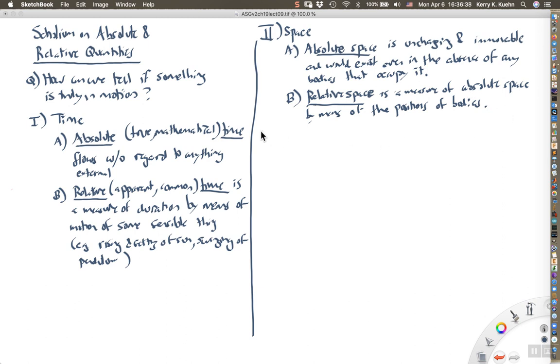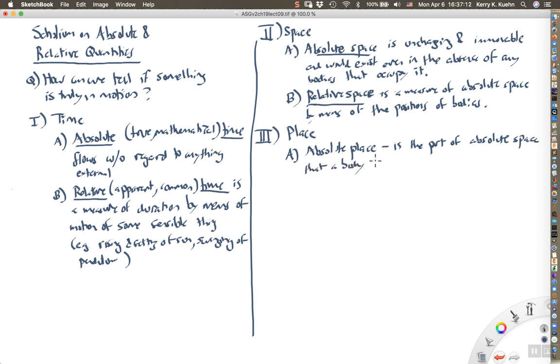All right, now let's go on to the third thing. I guess I didn't mention this at the outset, but I'll mention it now: place. And once again, Newton distinguishes between absolute place, which he says is the part of absolute space that a body takes up or occupies.